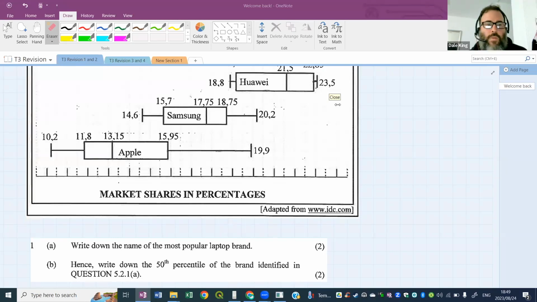Good. Hence means therefore. In other words, 1A says write the name of the most popular laptop, Huawei, therefore, which means now that you've got Huawei as an answer for the previous question, now you can do this one. So if Huawei is the most popular TV brand, write down the 50th percentile of the brand identified. Okay, excellent, Refilo. Thank you so much. You're on the money there. So hence, write down the 50th percentile of the brand.